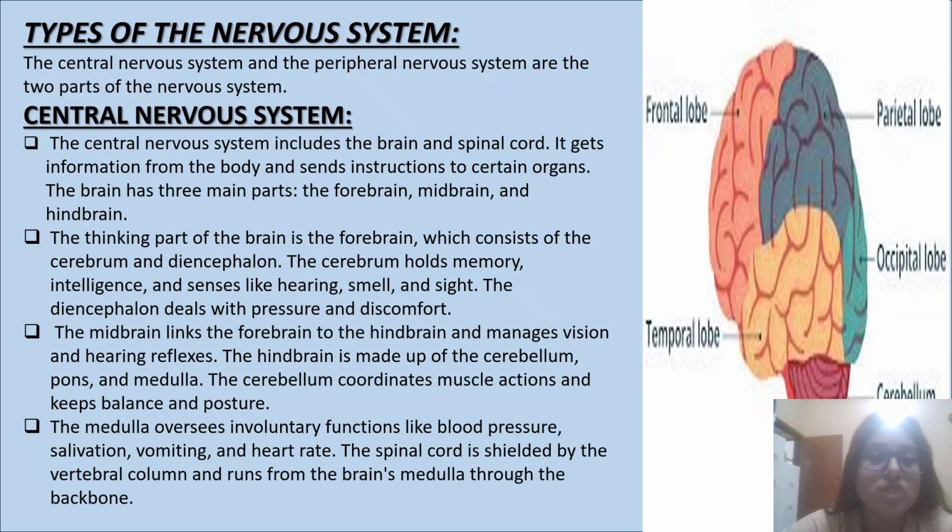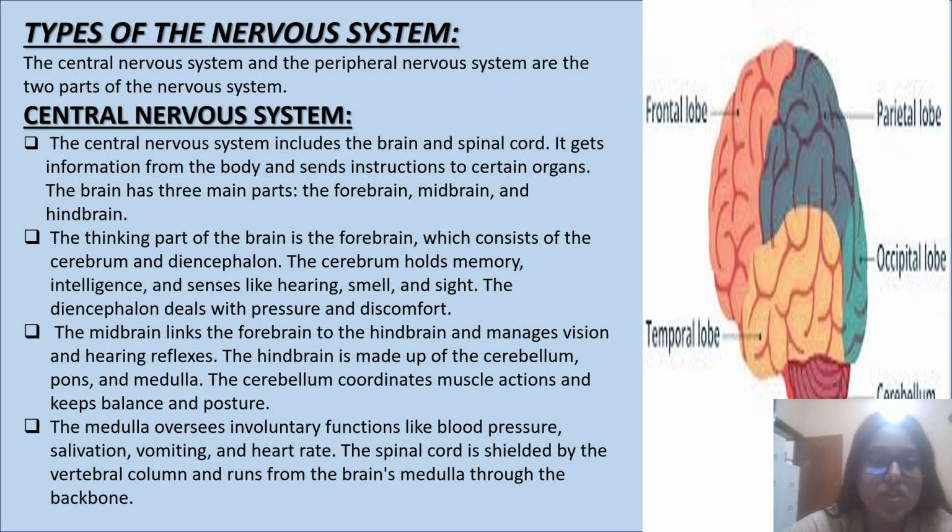It gets information from the body and sends instructions to certain organs. The brain has three main parts: the forebrain, midbrain, and hindbrain. The thinking part of the brain is the forebrain, which consists of the cerebrum and diencephalon. The cerebrum holds memory, intelligence, and senses like hearing, smell, and sight. The diencephalon deals with pressure and discomfort.